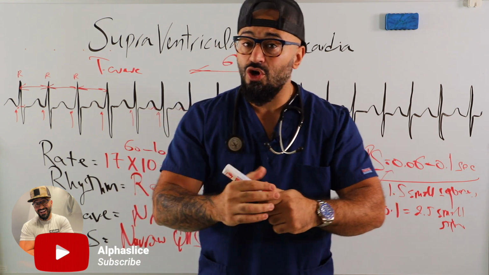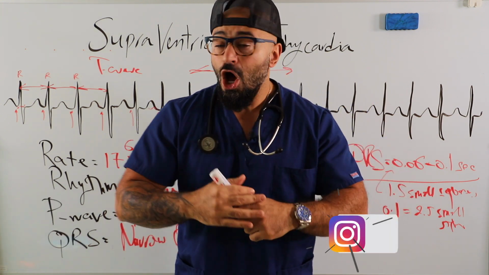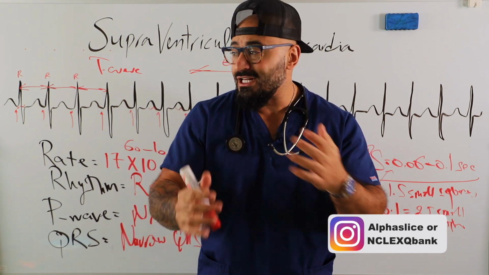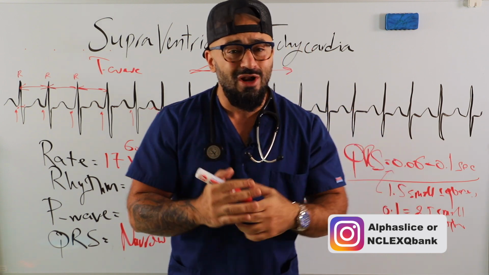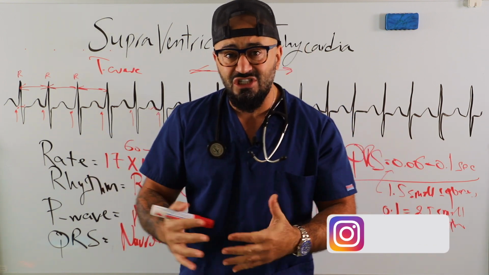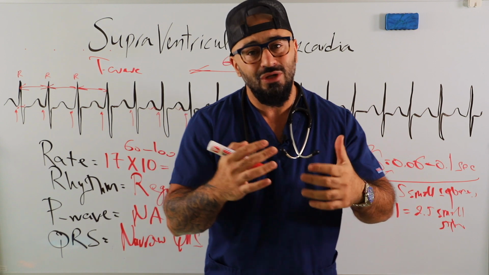A lot of my students or a lot of people on the unit think, oh, I need an order for oxygen. I need to go grab the provider and tell him, hey, my oxygen saturation is below 95%. What should I do? And then the physician will say, put him on nasal cannula 2 liters per minute.